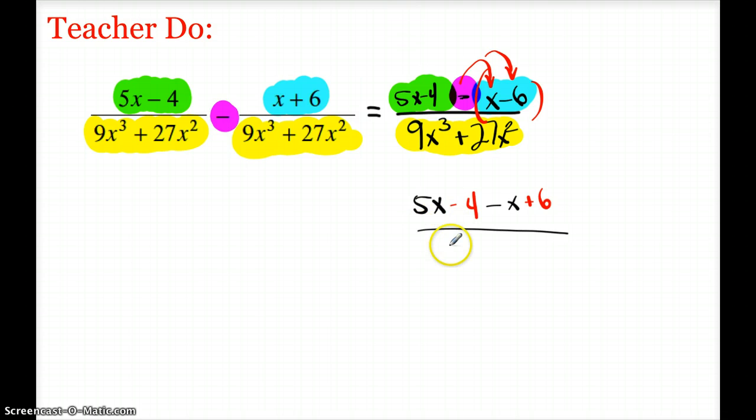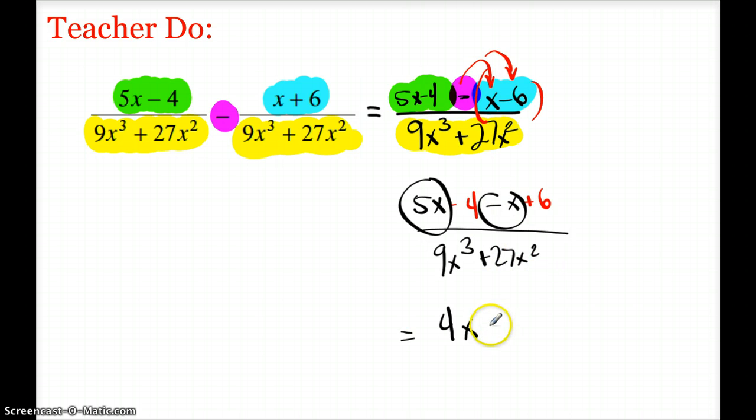Okay, our denominator stays the same, 9x cubed plus 27x squared. The color coordinated here, 5x and x make 4x. 5 minus 1 is 4, and then negative 4 and positive 6 make positive 2. Okay, our denominator, you know what I'm going to do? I'm going to start factoring this out, just because I think it's going to cancel this out over here. I'll take out a 9, because both of these are divisible by 9, x squared, because they both have 2 x's. So 9 times 1x, and then 9 times what looks like 3.